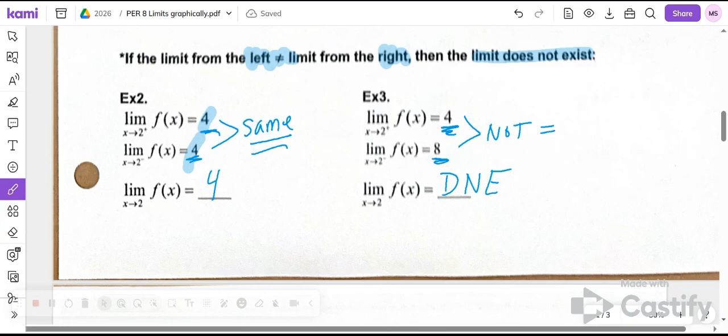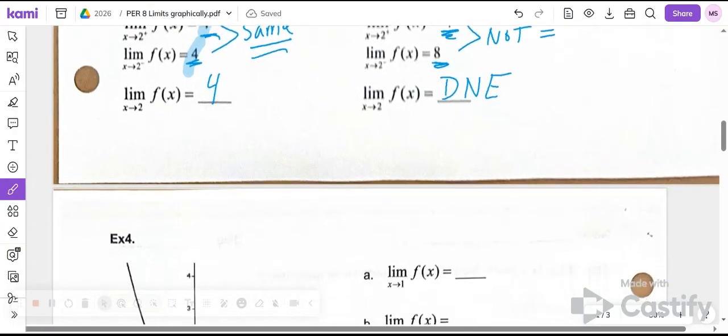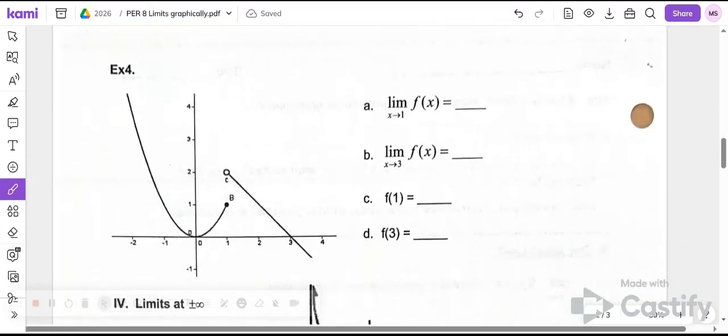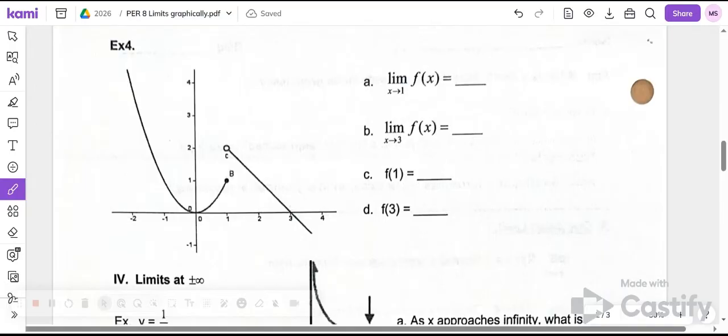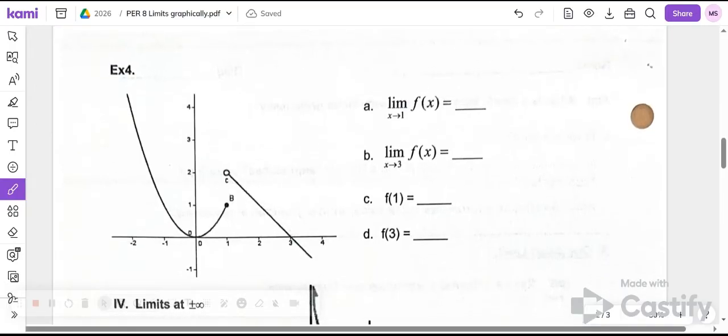Pretty decent? Pretty easy-ish? Alright, let's go. Nah, we got this. Okay, let's go to the next area. You doing okay?